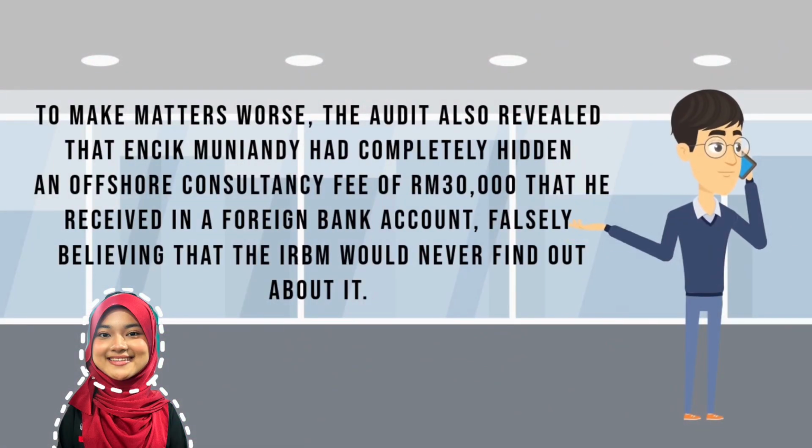To make matters worse, the audit revealed that Encik Muniandi had completely hidden an offshore consultancy fee of 30,000 ringgit he received in a foreign bank account, believing that the IRBM would never find out about it.